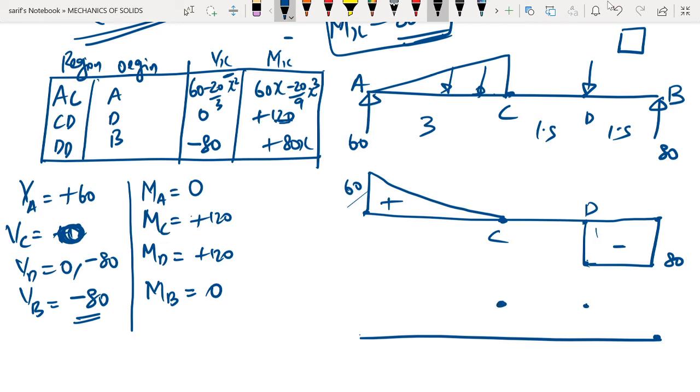This is 120 plus 120, this is also plus 120. Now in the region DB, bending moment is having a straight line variation, so we will join it by a straight line. And then between the two CD, it is having a constant value, so it is a horizontal line. And lastly, in the region AC, it is going to have a cubic variation. So what we will be doing is we can draw a cubic variation of the bending moment.